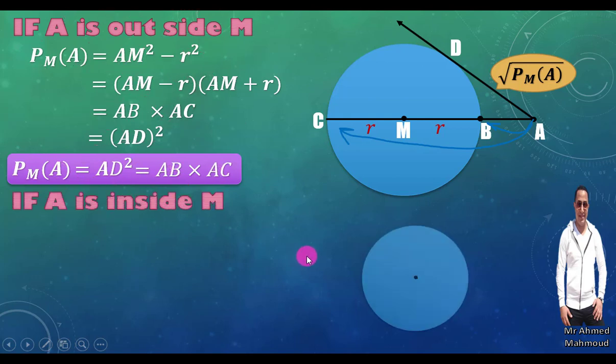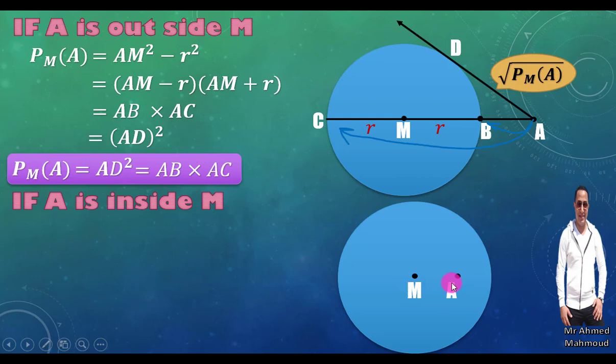It will be like this. Here A, and I'm going to connect them like this. Here MA is smaller than R. Also, power of A equals AM power of 2 minus R power of 2, like this. And I'm going to factorize AM minus R, AM plus R.